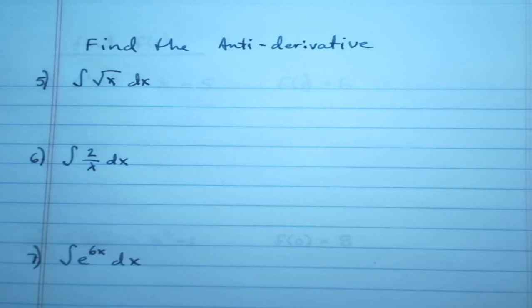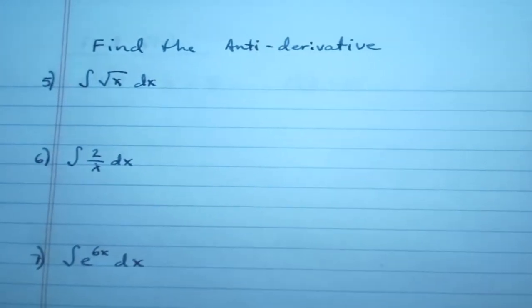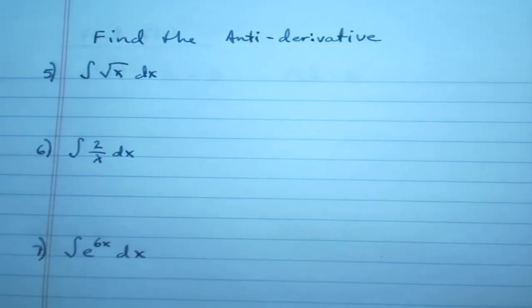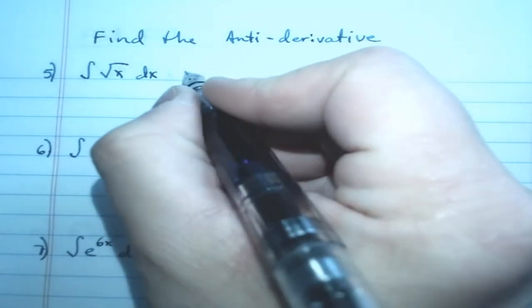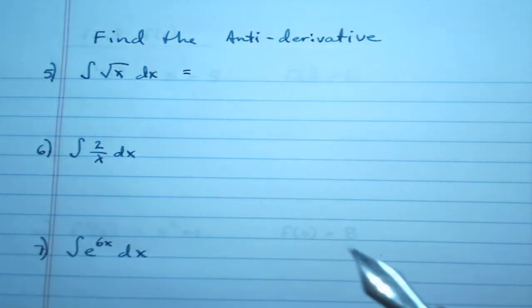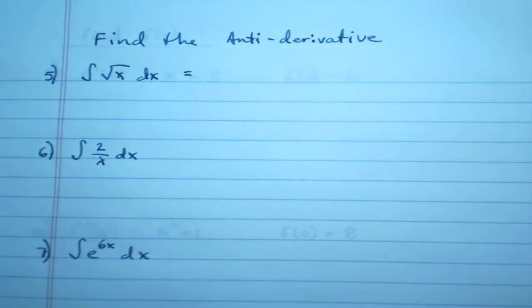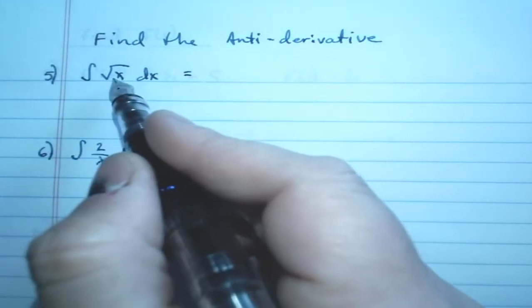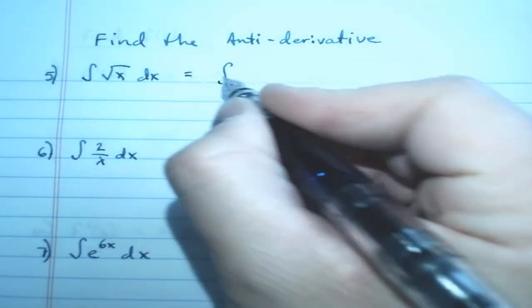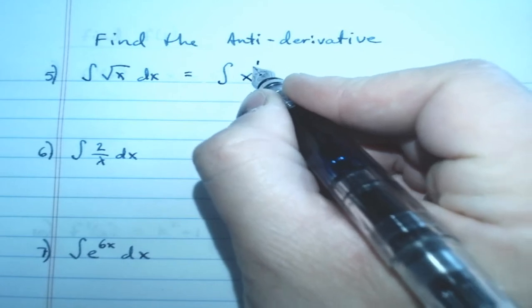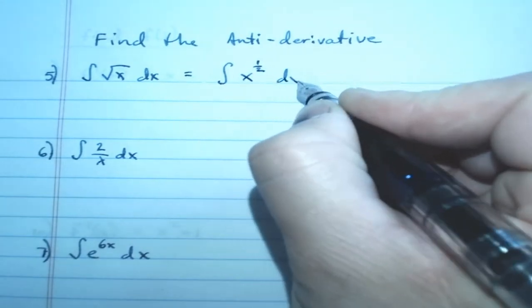All right, so we've been asked to find the antiderivative, and we've been given 4 functions that we want to work with. Find the antiderivative of these 4 functions. So we're going to start with this guy, square root of x. And if you remember finding derivatives, a lot of the same rules and tricks and techniques are true for antiderivatives. So if I take square root of x, I'm going to rewrite this as x to the 1/2 power dx.